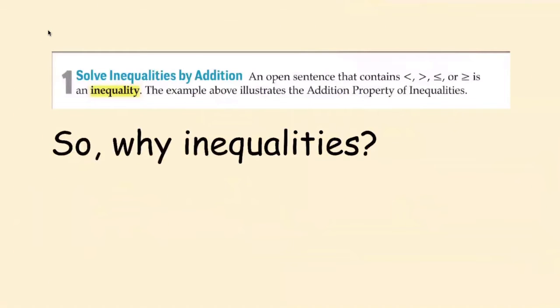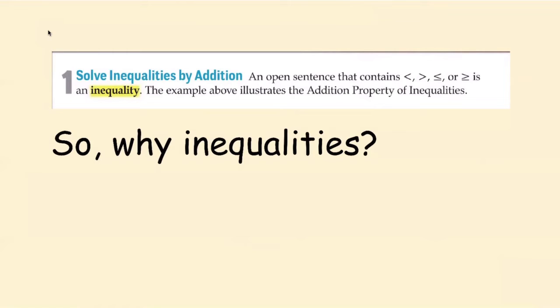Okay, so we have this thing written down here. It says solve inequalities by addition. And it says an open sentence that contains less than, greater than, less than or equal to, or greater than or equal to is an inequality. The example above illustrates the addition properties of inequalities. I don't have the example listed, but the point of me putting this down is I want to go over really quickly the fact that inequalities are actually almost more useful in many cases than an equation.